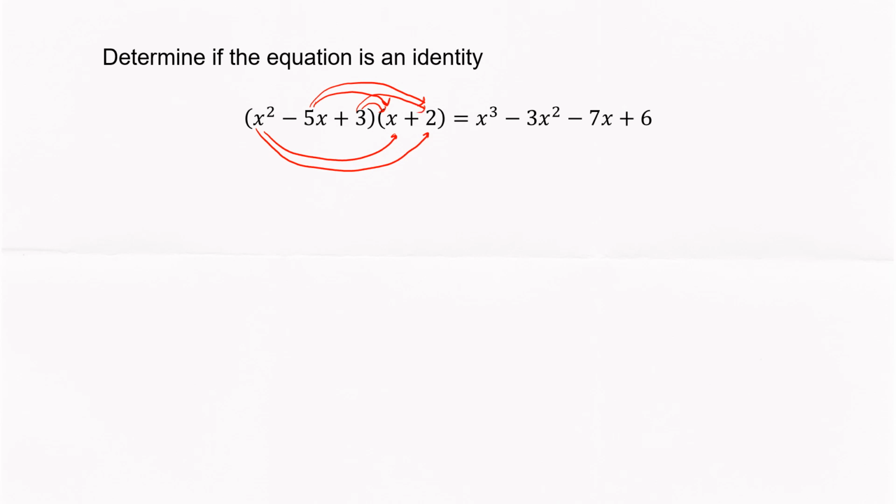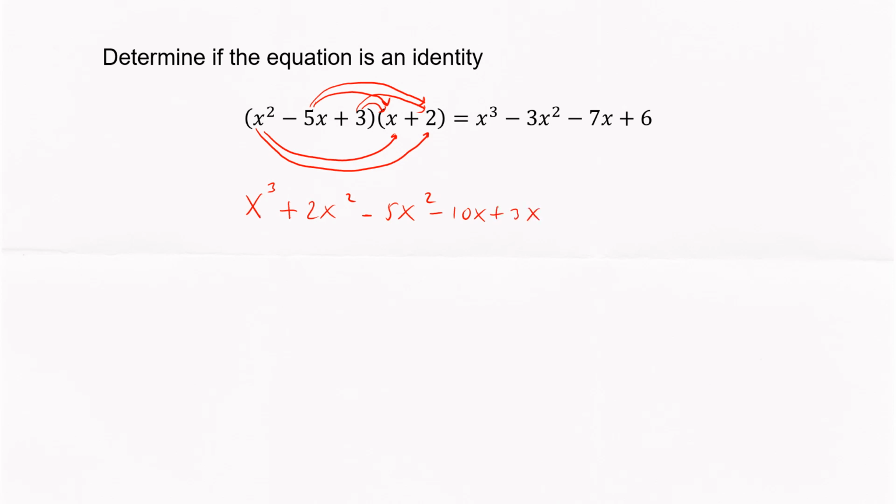So if we distribute this, what we get is x squared times x, and applying the rules for exponents, we get x cubed. x squared times 2 is 2x squared. The next one is negative 5x times x, which is negative 5x squared. Negative 5x times 2 is negative 10x. And the last term is 3 times x, which is 3x.